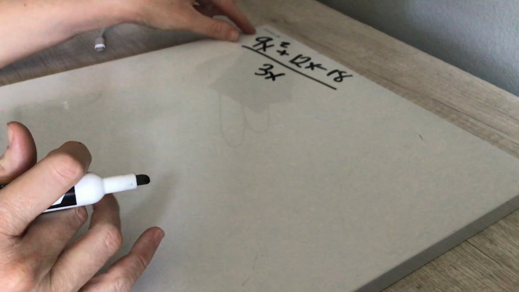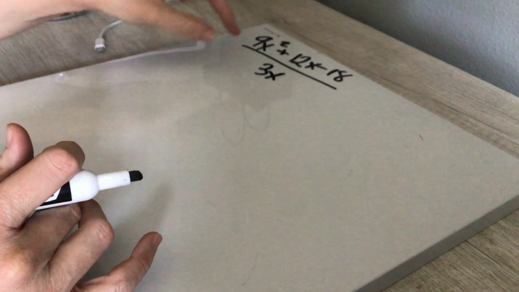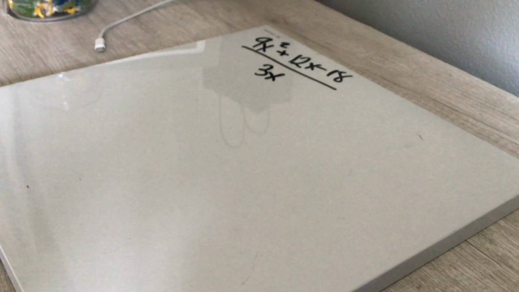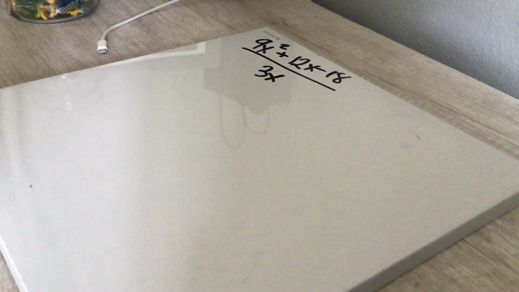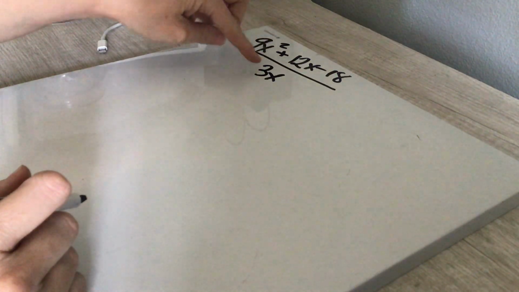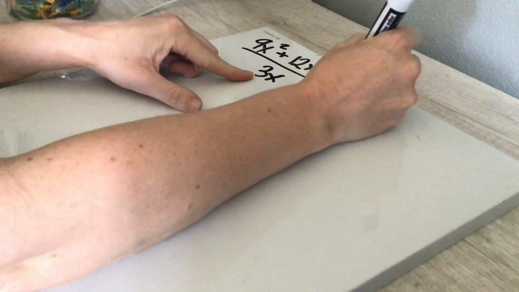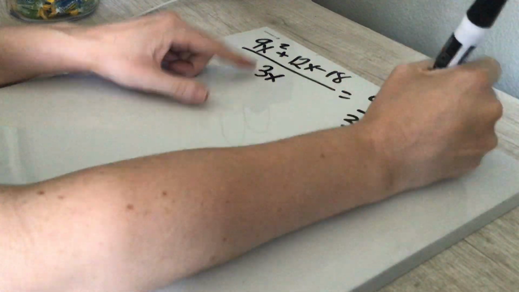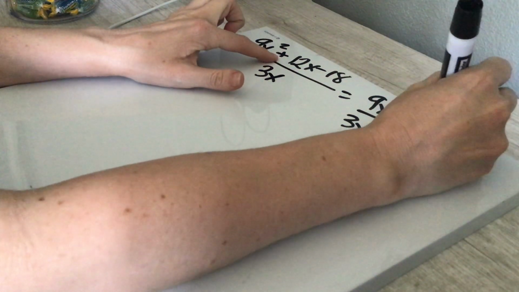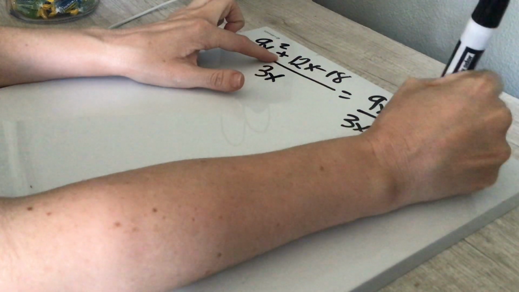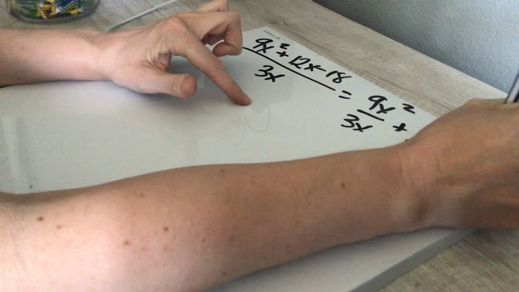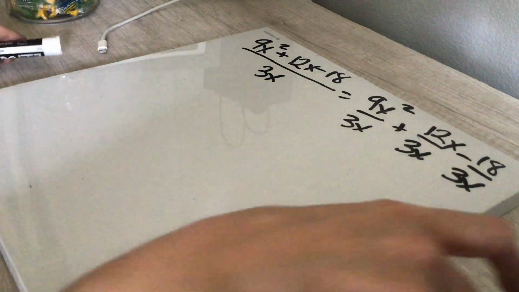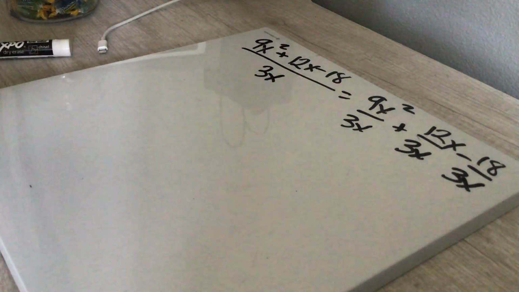This is a polynomial in the numerator. It has many terms. Monomial in the denominator. It has a single term, okay? So what you need to do is take every term in the numerator and divide it by this. So I'm going to rewrite that and say that's 9x squared divided by 3x plus, because I'm going to keep the sign, 12x divided by 3x minus 18 divided by 3x. And then I'm going to simplify each part, okay?